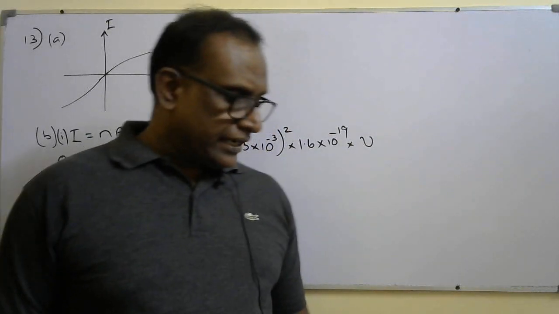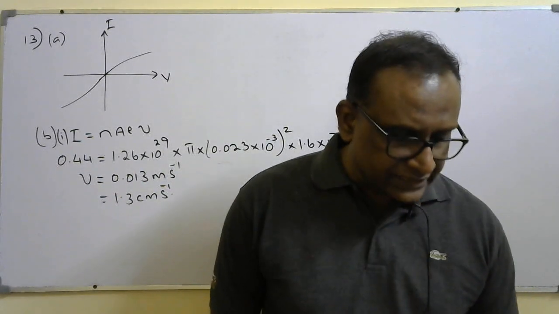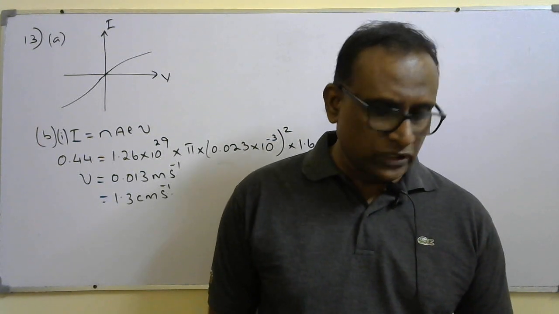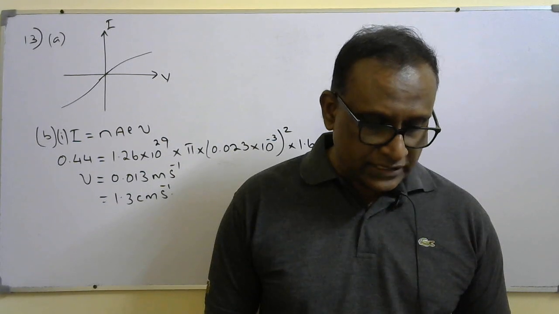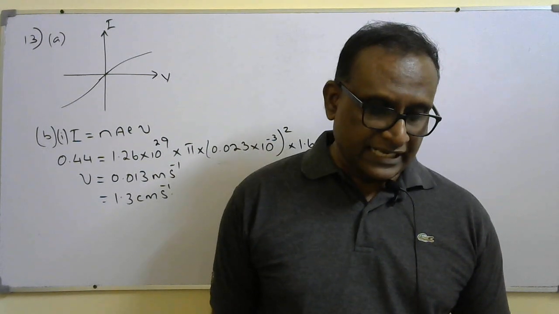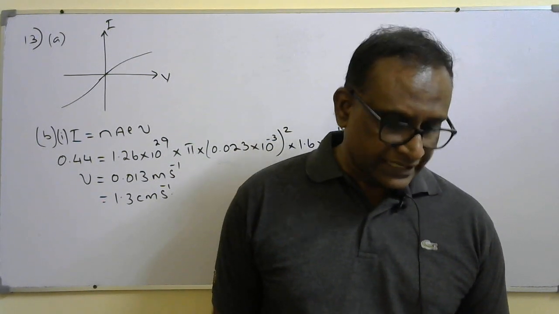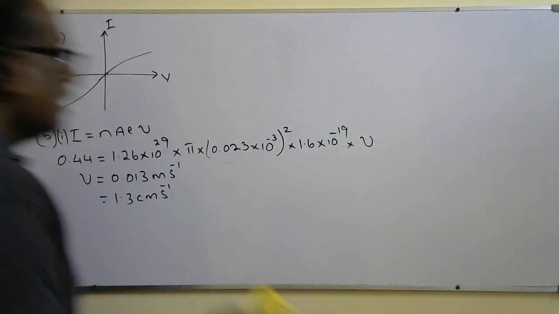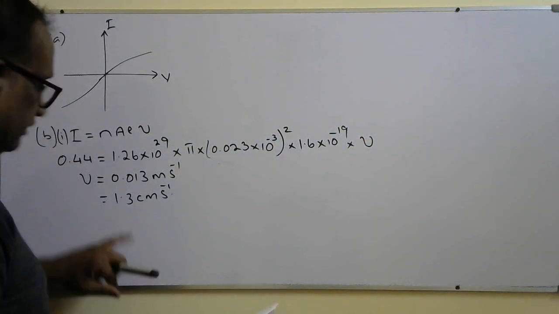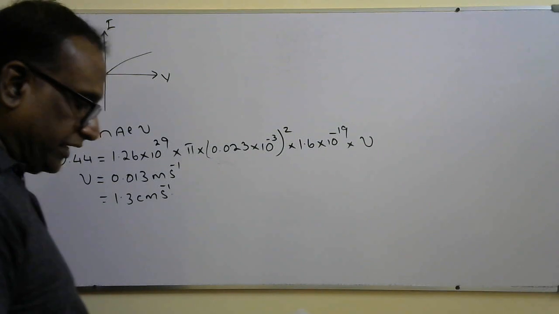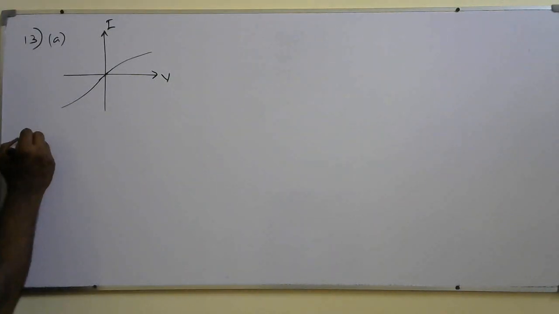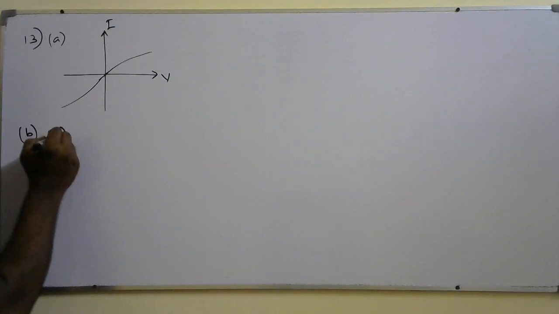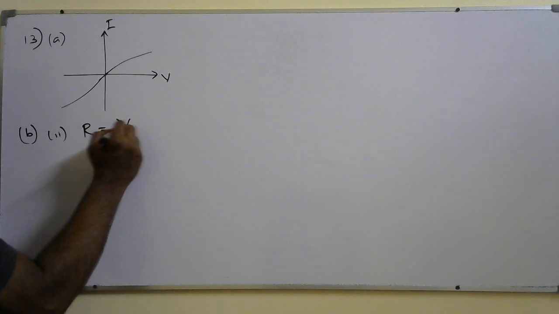B part, second part. When the potential difference across the tungsten filament is 140 volt, the current in the filament is 0.44 ampere. The table shows resistivity values for tungsten at different temperatures. Deduce the temperature of the filament. We know the drift speed, we don't need that for the second part. We know the current, we know the resistance. So we can use R = V over I.